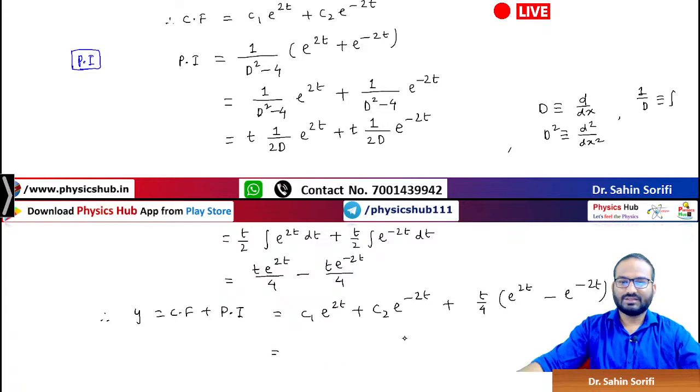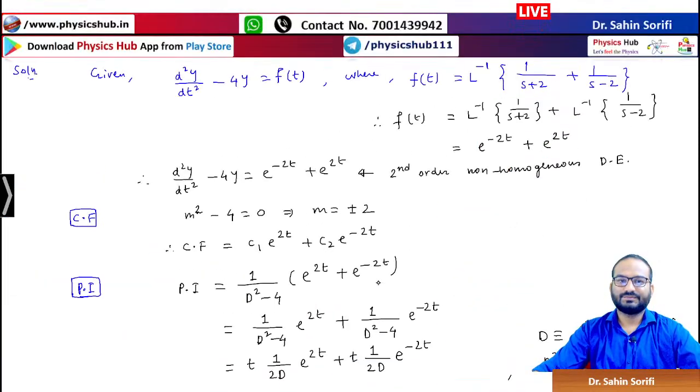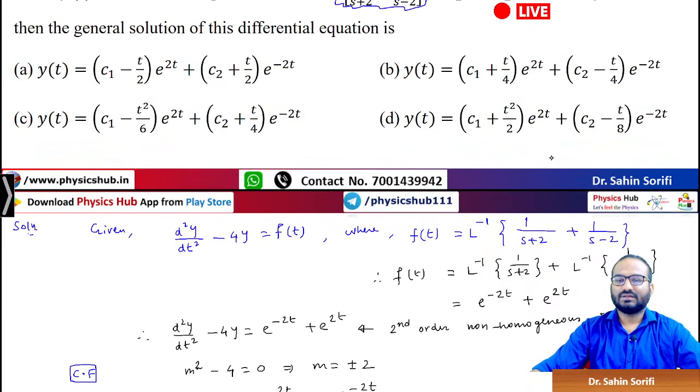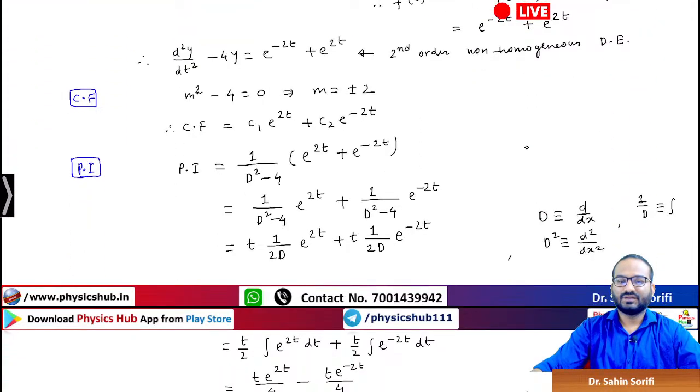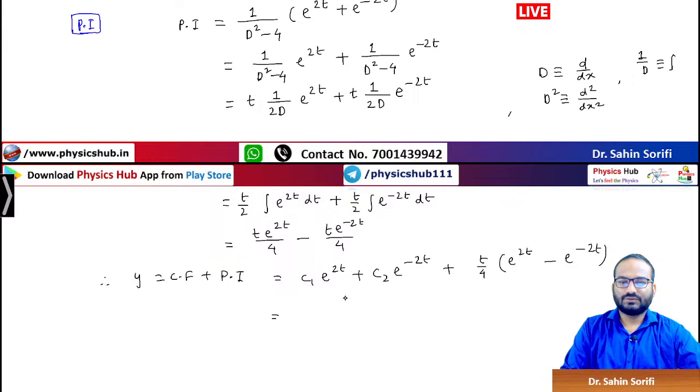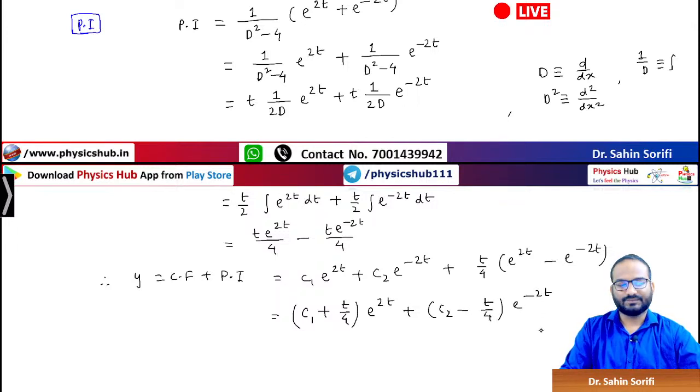Now you can match it with the given options by taking, let's say, the coefficients of e to the power t, e to the power 2t. So you see here it is c1 plus t by 4 e to the power 2t, and c2 minus t by 4 e to the power minus 2t. That is matching with option B.